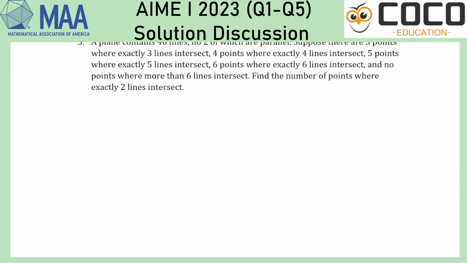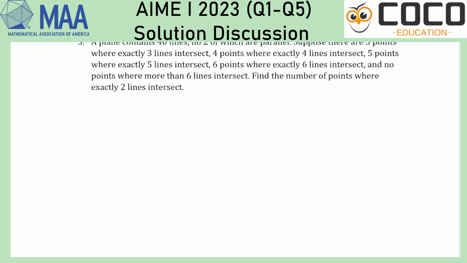Now, question 3 is pretty interesting. It has one common idea. I put this in the thumbnail, so I've thought about it already. A plane contains 40 lines, no 2 of which are parallel. There are 3 points where 3 lines intersect, 4 points where exactly 4 intersect, 5 points where exactly 5 lines intersect, 6 points where exactly 6 lines intersect, and no points where more than 6 lines intersect.